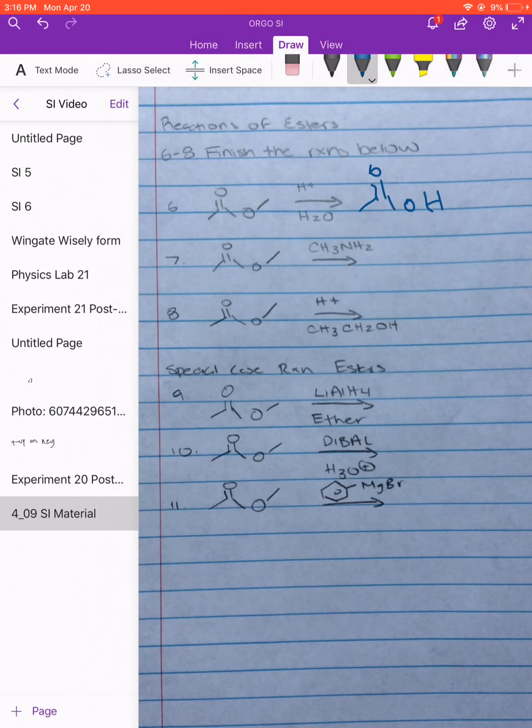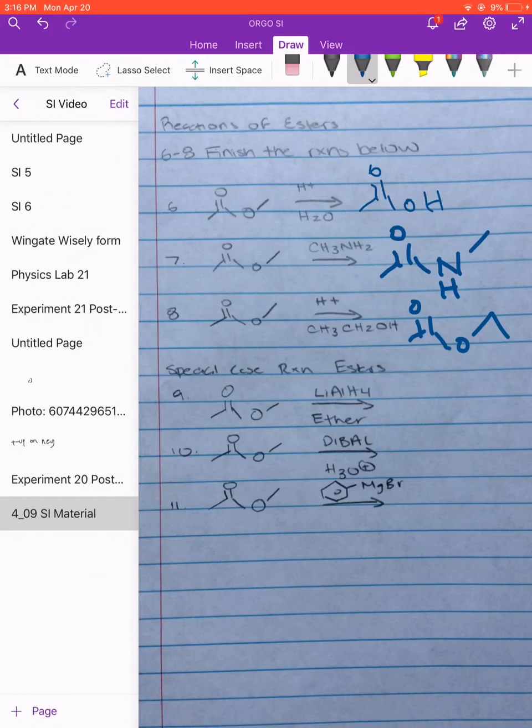Number 7, what if we have that amide group with the ester? We're going to form this. Oh yeah, should have done that earlier. And what if we have that primary alcohol and an acid? So this is going to be a transesterification for number 8, and we're just basically going to replace one ester with the other.